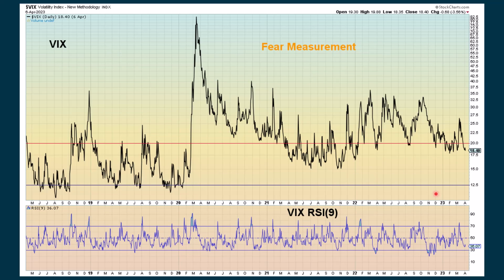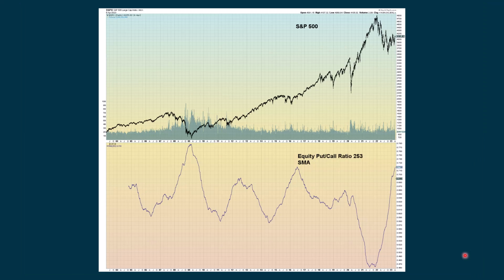This next chart is also of the VIX, and down below is plotted an RSI 9 period on the VIX. This goes in the opposite direction of price. So as the market's been going up, the VIX has been going down, but we're not getting to an extreme negative reading currently.